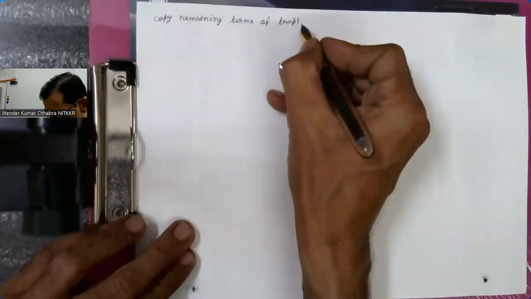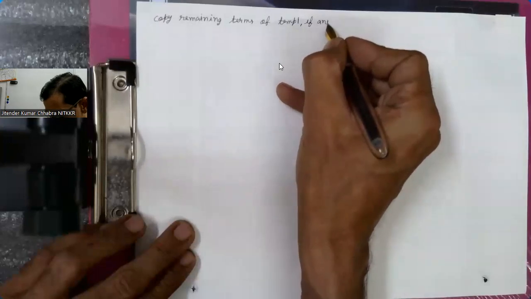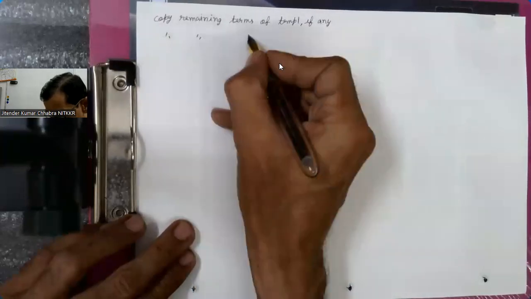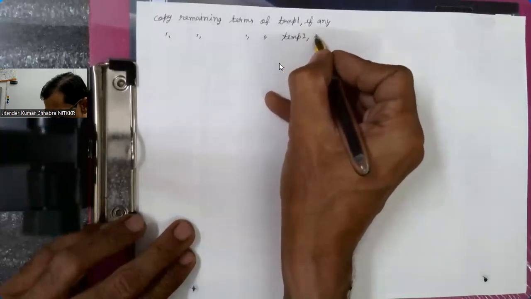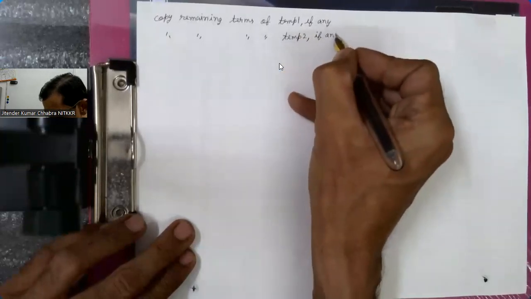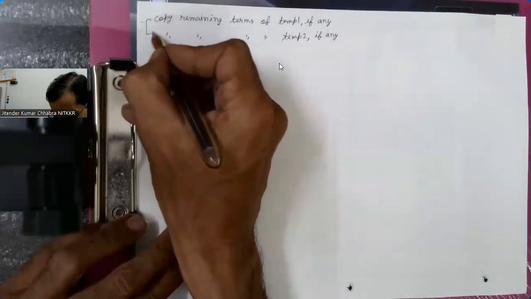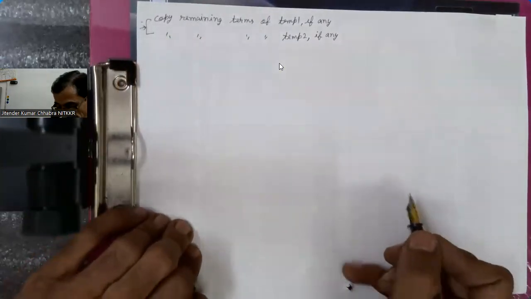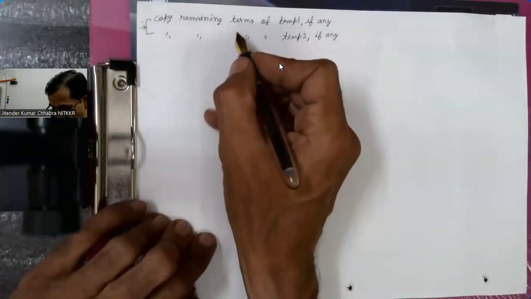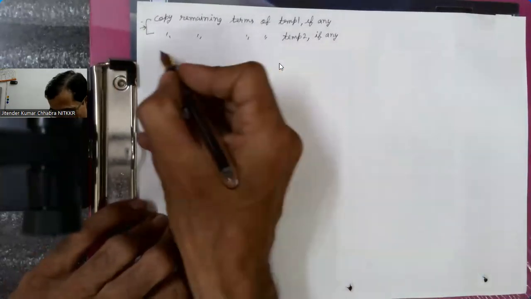And if any, similarly, I will say copy remaining terms of temp2, if any. I don't know whose terms will remain, but out of these two, only one of them will get used, not both. Both also might have completed, so maximum one of these will have the remaining terms, they can be used.